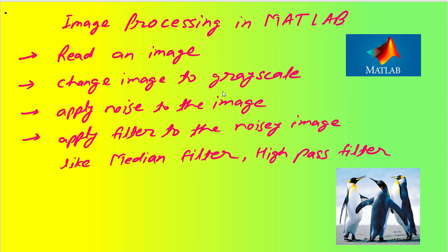We will change the image to a grayscale image so that you can understand how to change a colorful image to a grayscale image. We will also learn how to apply different kinds of noises, like salt and pepper noise or Gaussian noise, or there are so many other kinds of noise. So how to apply noise to the image. We will also learn how to apply the filter so that we can have a proper image from a noisy image. So these are very good steps to learn MATLAB very quickly and very easily.